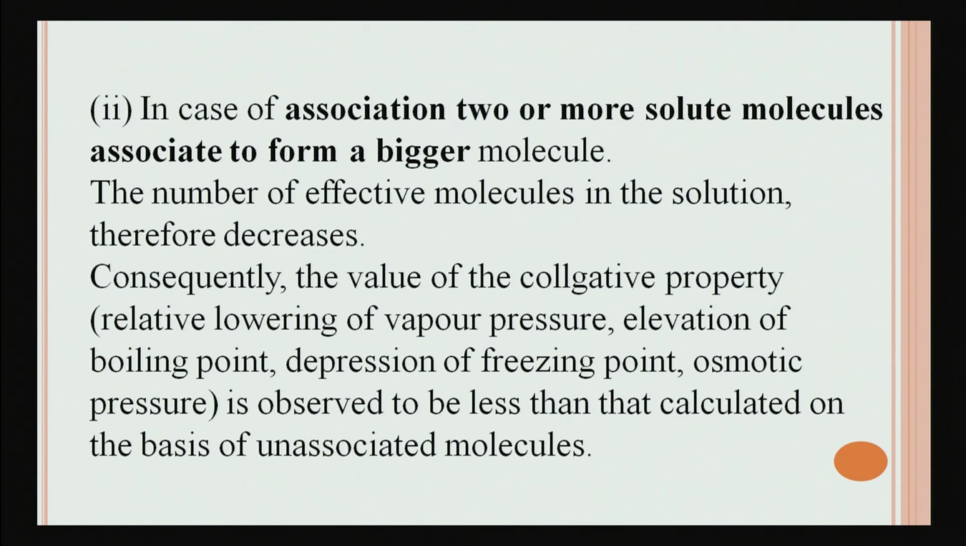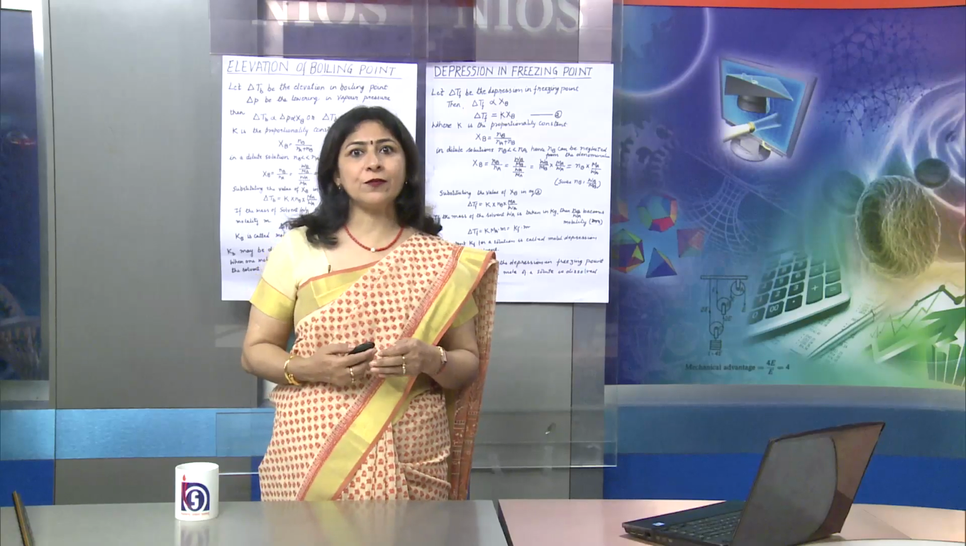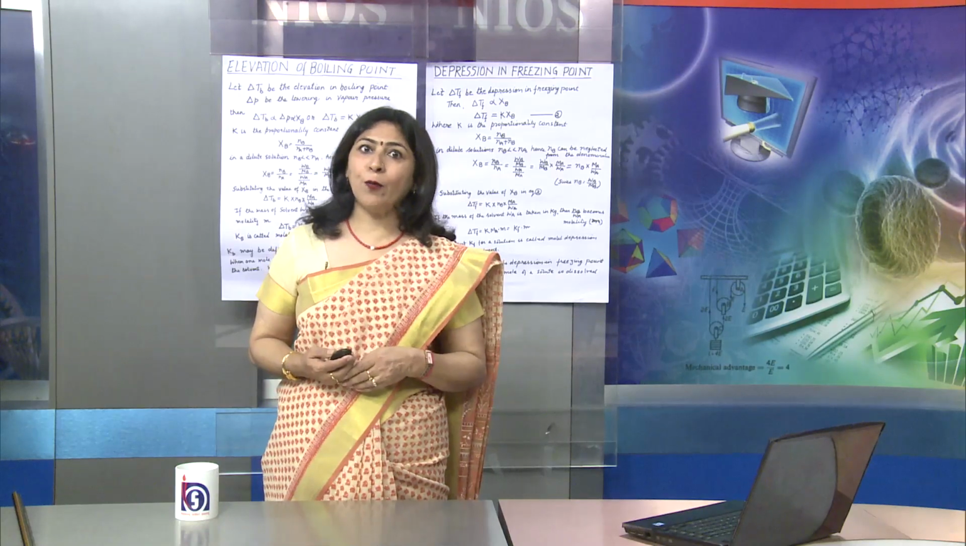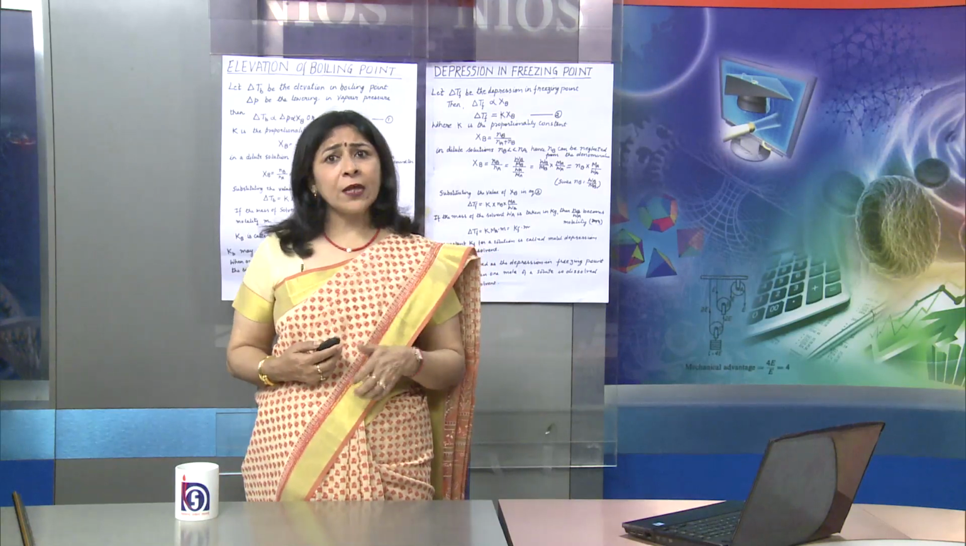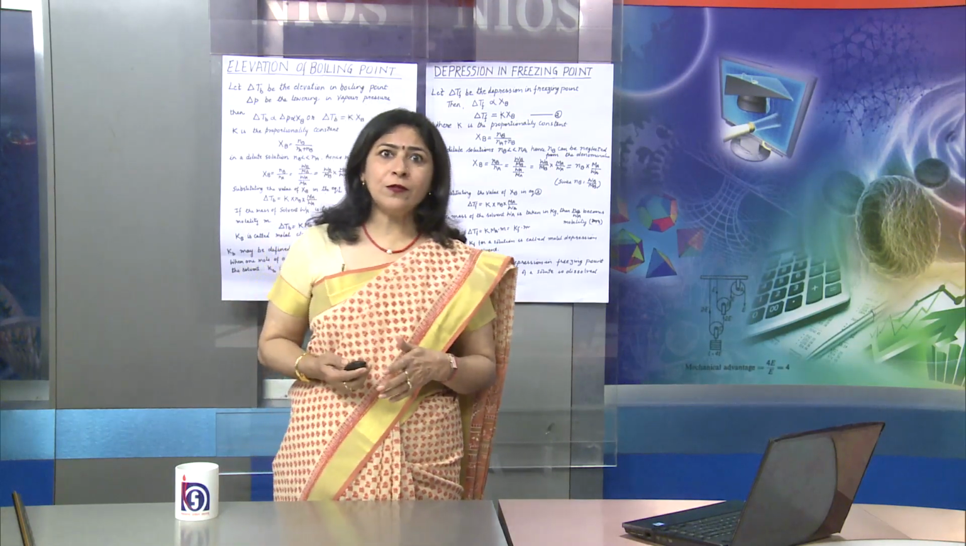So, consequently, the value of the colligative property, relative lowering of vapor pressure, elevation of boiling point, depression of freezing point or osmotic pressure, is observed to be less than that calculated on the basis of unassociated molecules. Since the colligative property is inversely proportional to the molar mass, the molar mass of such solutes calculated on the basis of colligative property will be greater than the true molar mass of the solute.